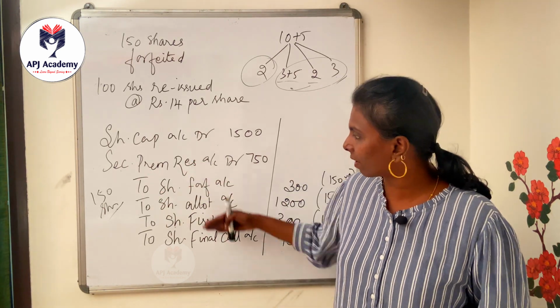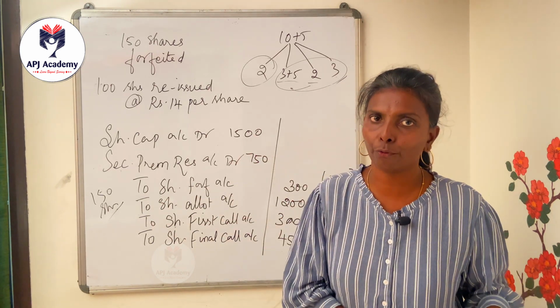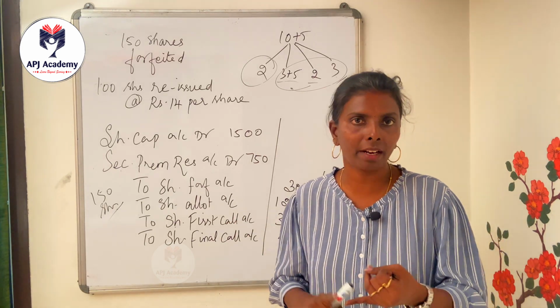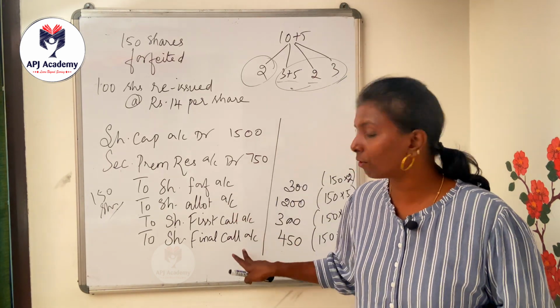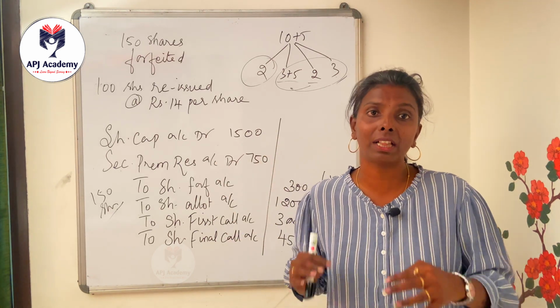Okay. Going to the credit section, to share forfeiture account, amount received so far is transferred to share forfeiture. Then we have arrears in allotment, first call and final call. So we have all that in the credit. Okay, so entry is pretty simple. Now let's see how to fill the amount.